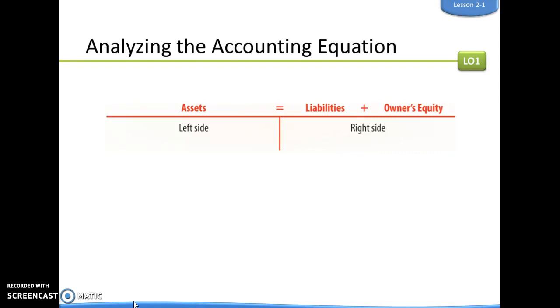Okay, so last chapter we got introduced to the accounting equation, and this is what we were looking at last chapter, right? So we have assets equals liabilities plus owner's equity. So assets are on the left side, liabilities and owner's equity are on the right side. That should look familiar.